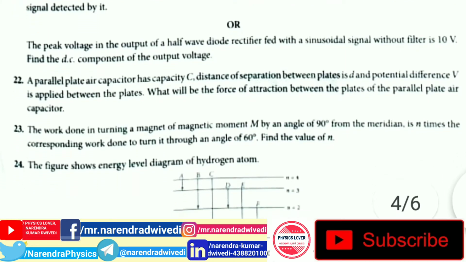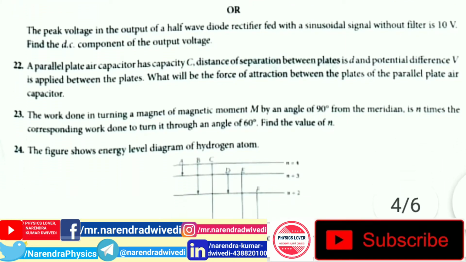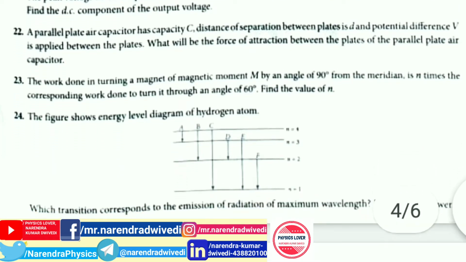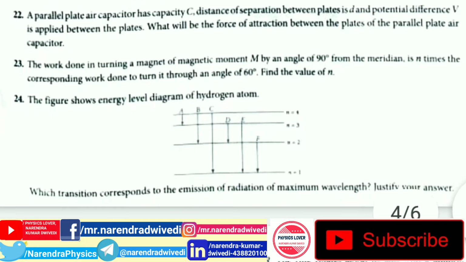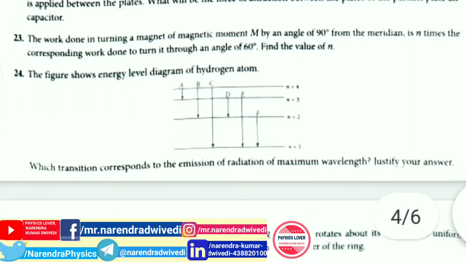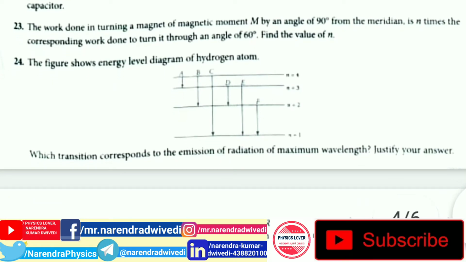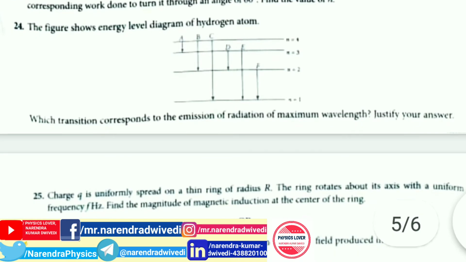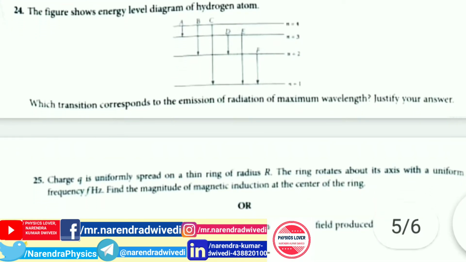Find the value of small n. Question number 24. The figure shows the energy level diagram of hydrogen. Which transition corresponds to the emission of radiation of maximum wavelength? Justify your answer. Question number 25.